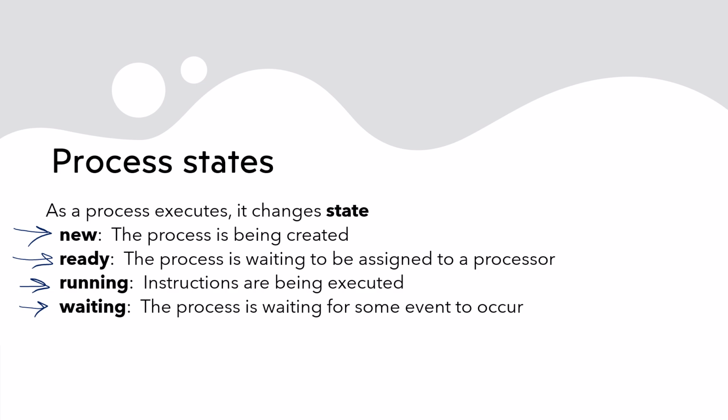So keep in mind, new means it was created, but it still needs to be loaded into memory. Ready means it's waiting, but it's waiting for a different reason. It's actually ready to go, but maybe a separate process is currently using the processor. Running is when its instructions are being executed. So ready means it's ready to go, but it's not on the processor. Waiting means it's not ready to go, it's waiting for some event to occur.